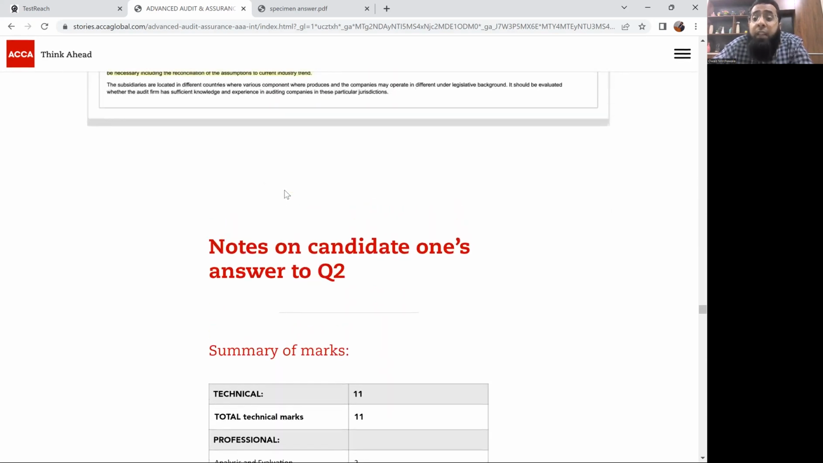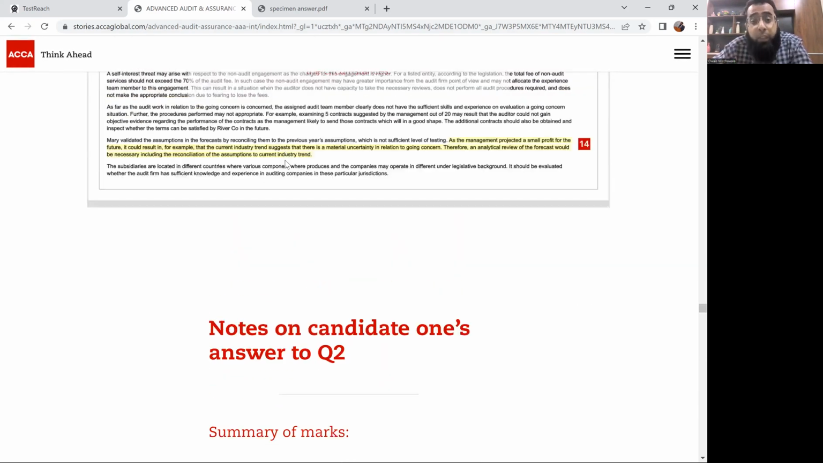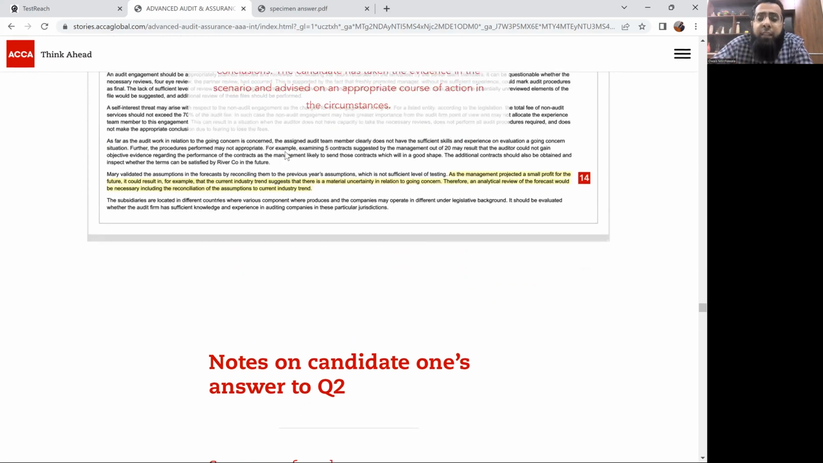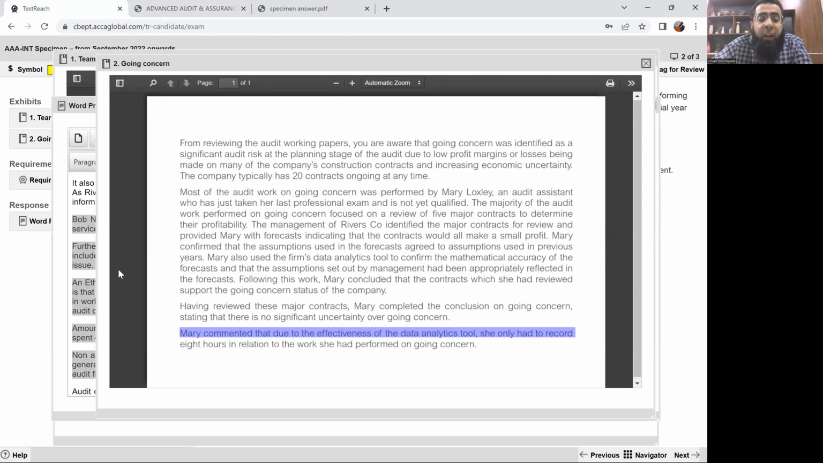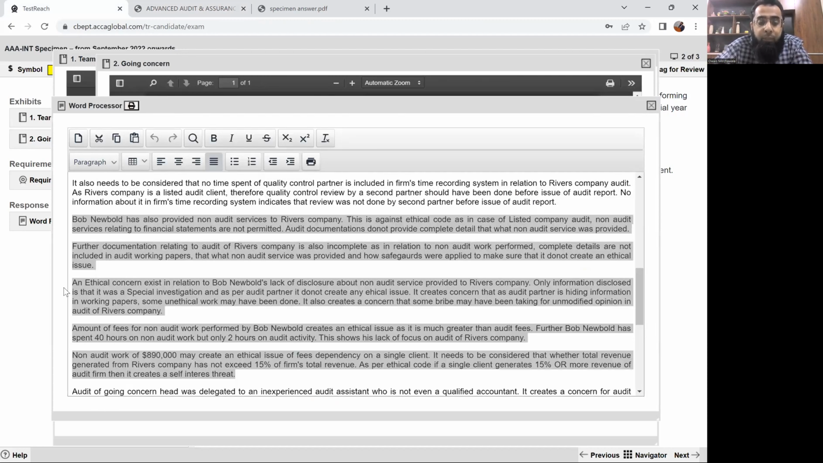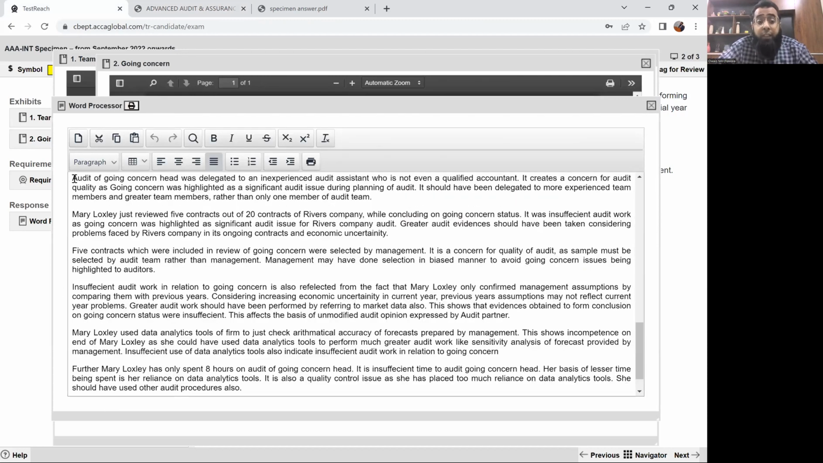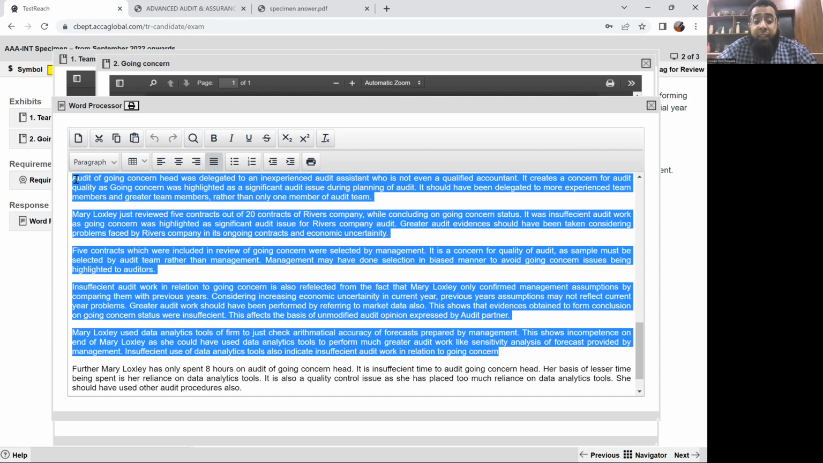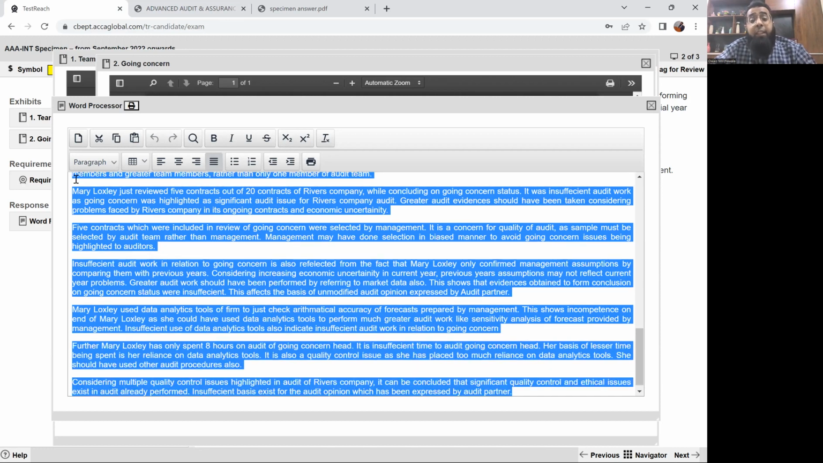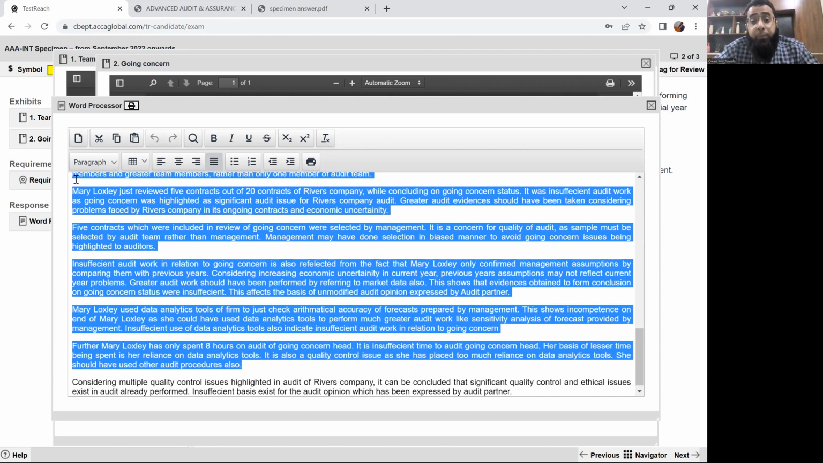Now, these were the total marks which were awarded to the student. If you look at this candidate 1 answer, he has missed a few points. If we look at our answer on going concern, we included many points relating to it: that it was delegated to an inexperienced audit supervisor, second, third, fourth, fifth, sixth. So we included 6 points and then we formed a conclusion. He has only included a few points.